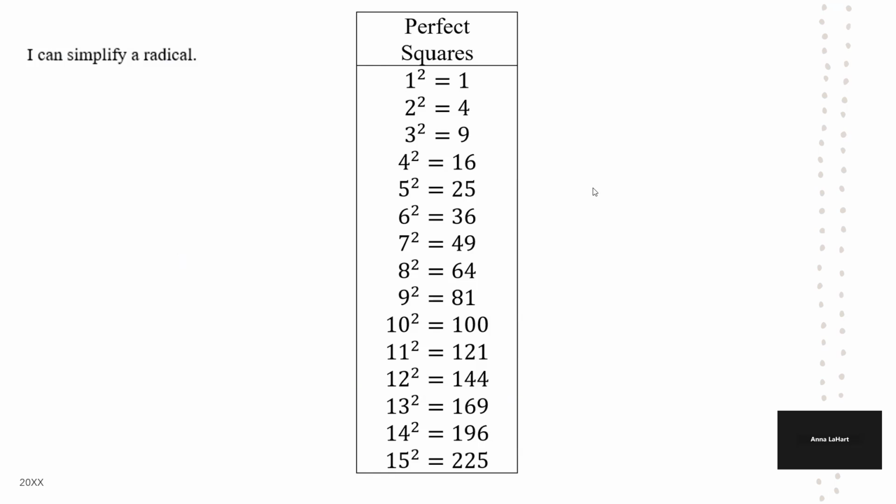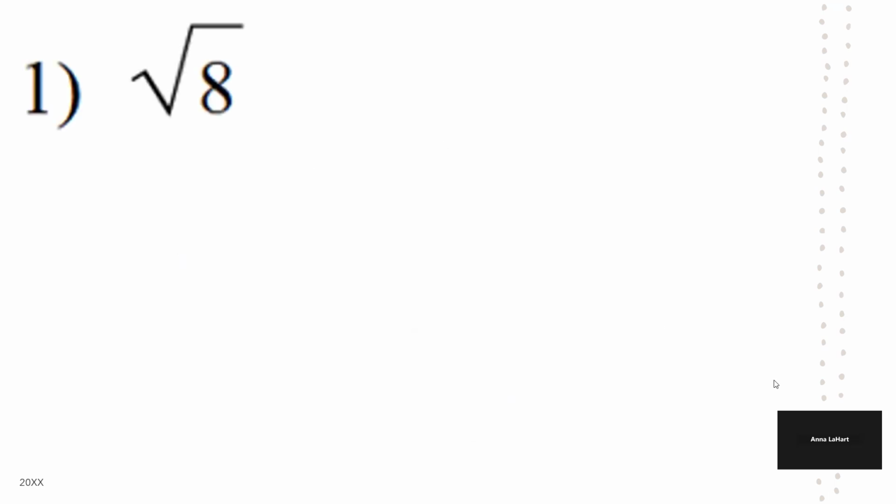This little sheet is a perfect squares sheet. Make sure you have one of these. I have them. I'm going to give them to you. Yes, you don't get this on the Regents exam, but for class purposes, I'm going to have this list in front of you because you have to find the perfect square that's hidden in your numbers. Are we ready? Take a deep breath because here we go.